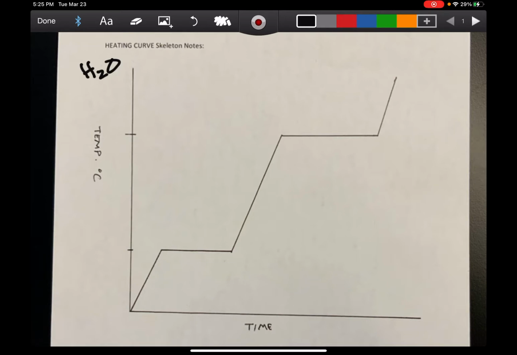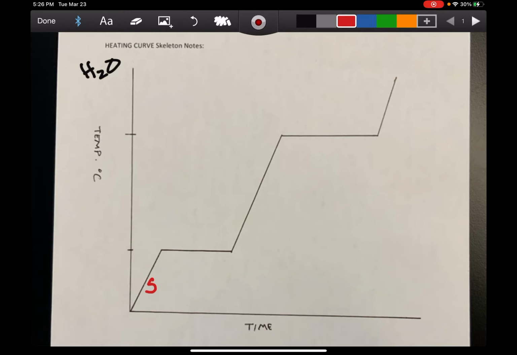So we know we have solid, liquid, and gas. We're going to label where those phases are in this heating curve. At very low temperatures, way over here on the lower left, we are going to have a solid. So down here, this will be our solid, where it starts to flatline.